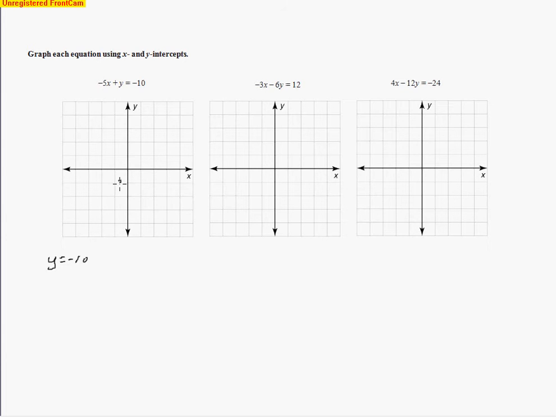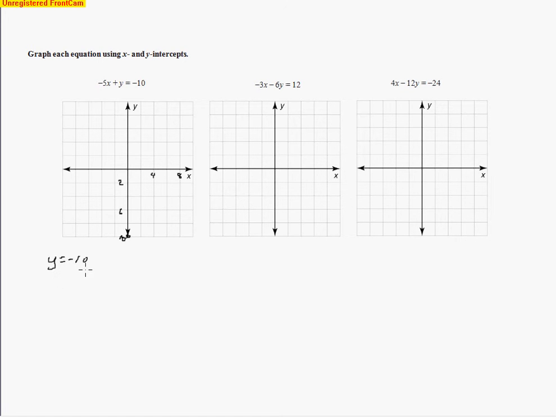So I'm going to tell the reader that this is 2, 4, 6, 8, 10. And I'll start down here at negative 10. And I'll go by 2's here as well. So this is 2, 4, 6, 8, and so on. And so from there, I'll find the x-intercept.